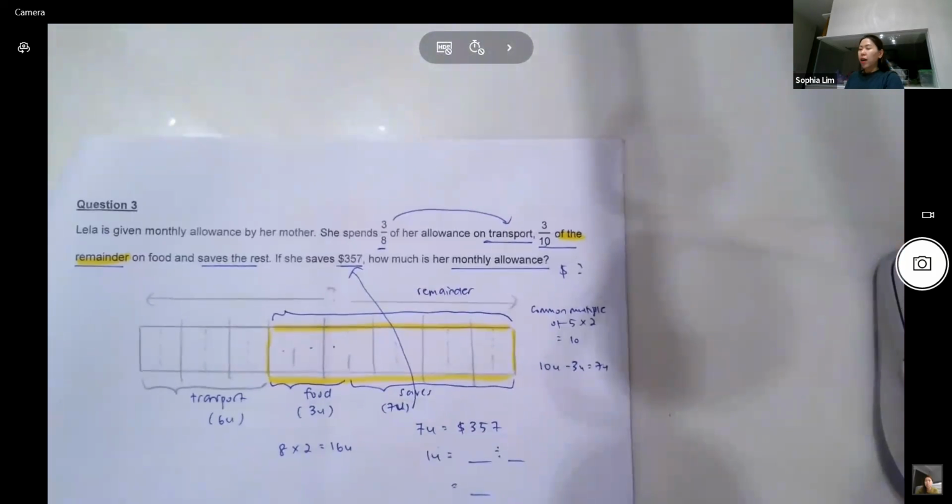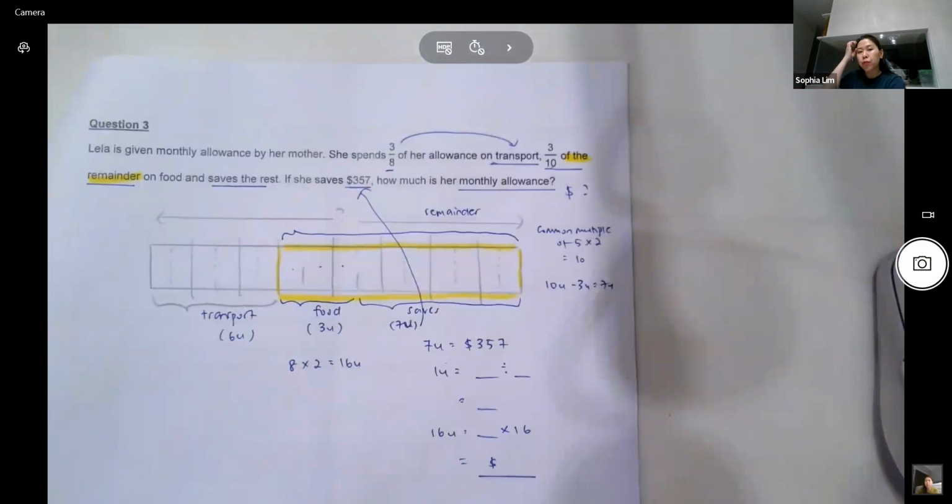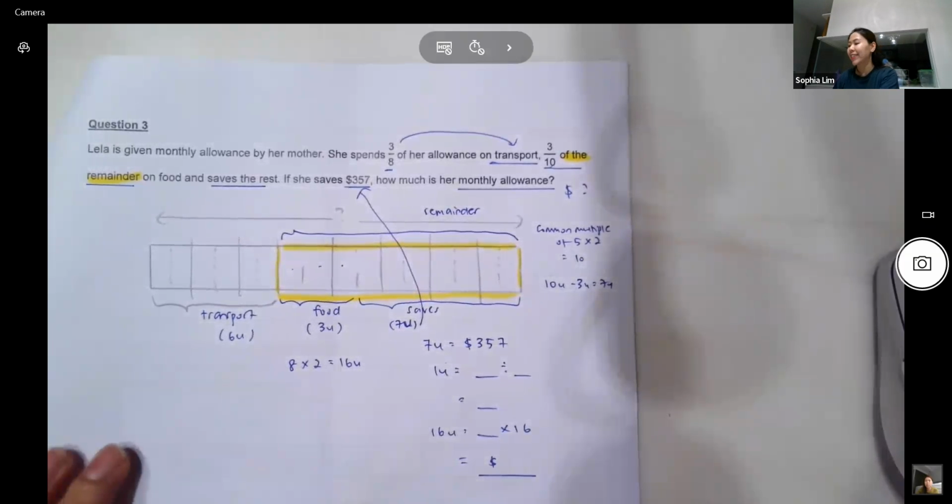Now let's take a look at question 3. Question 3, I also went through in class, same thing. Lena is given a monthly allowance by her mother. She spent 3 out of 8 of her allowance on transport, 3/10 of the remainder on food, and saves the rest. If she saved $357, how much is her monthly allowance?